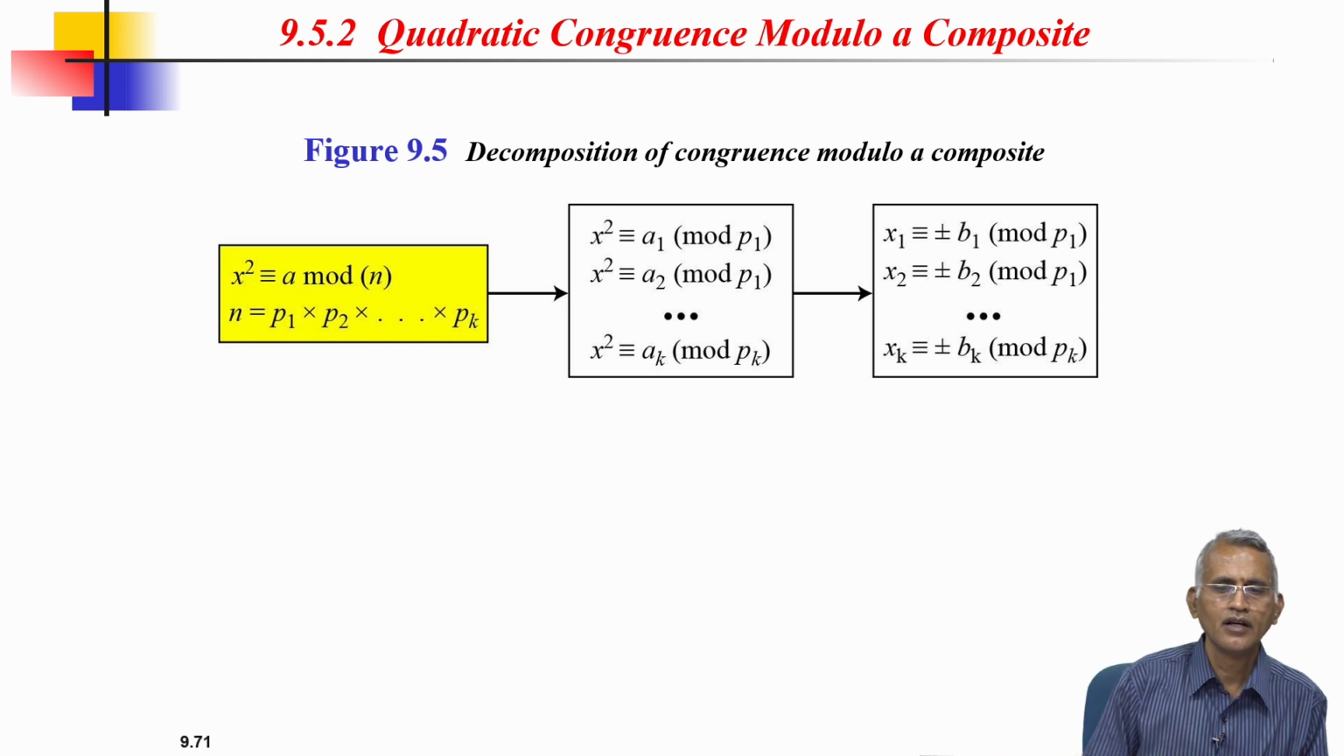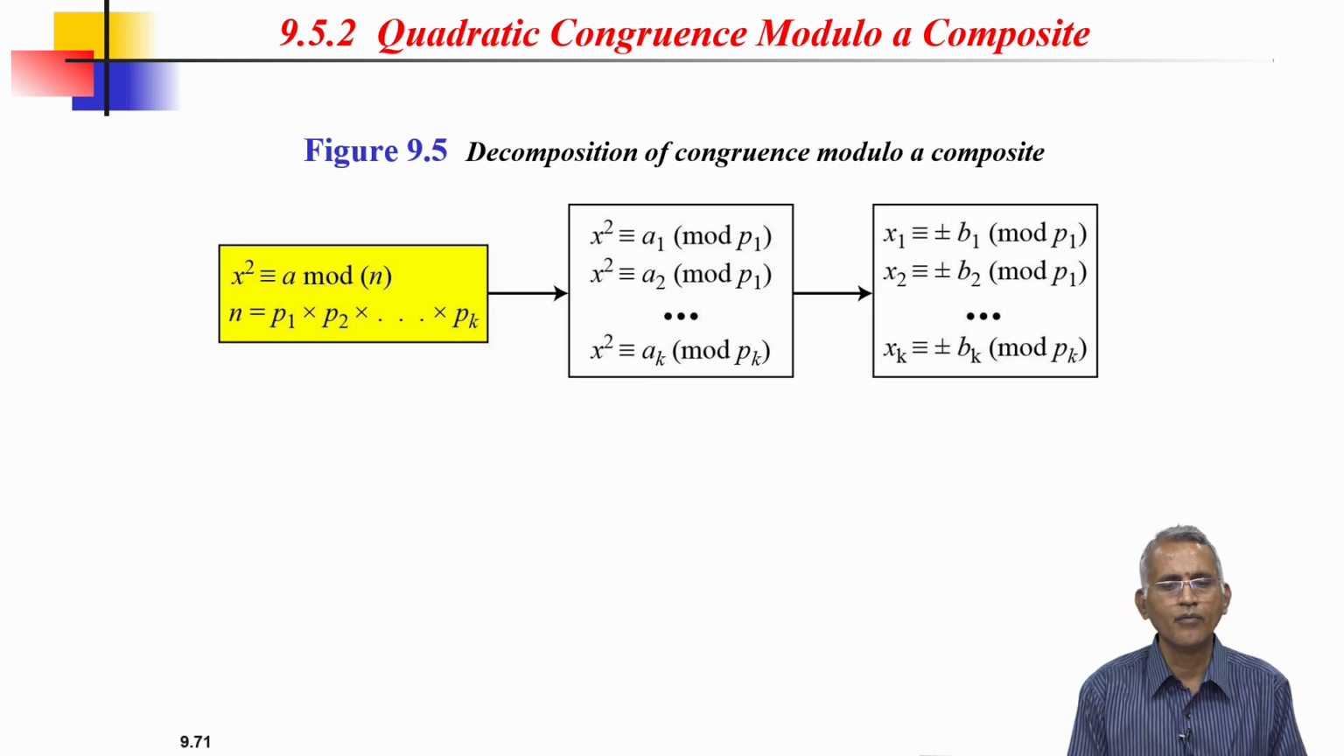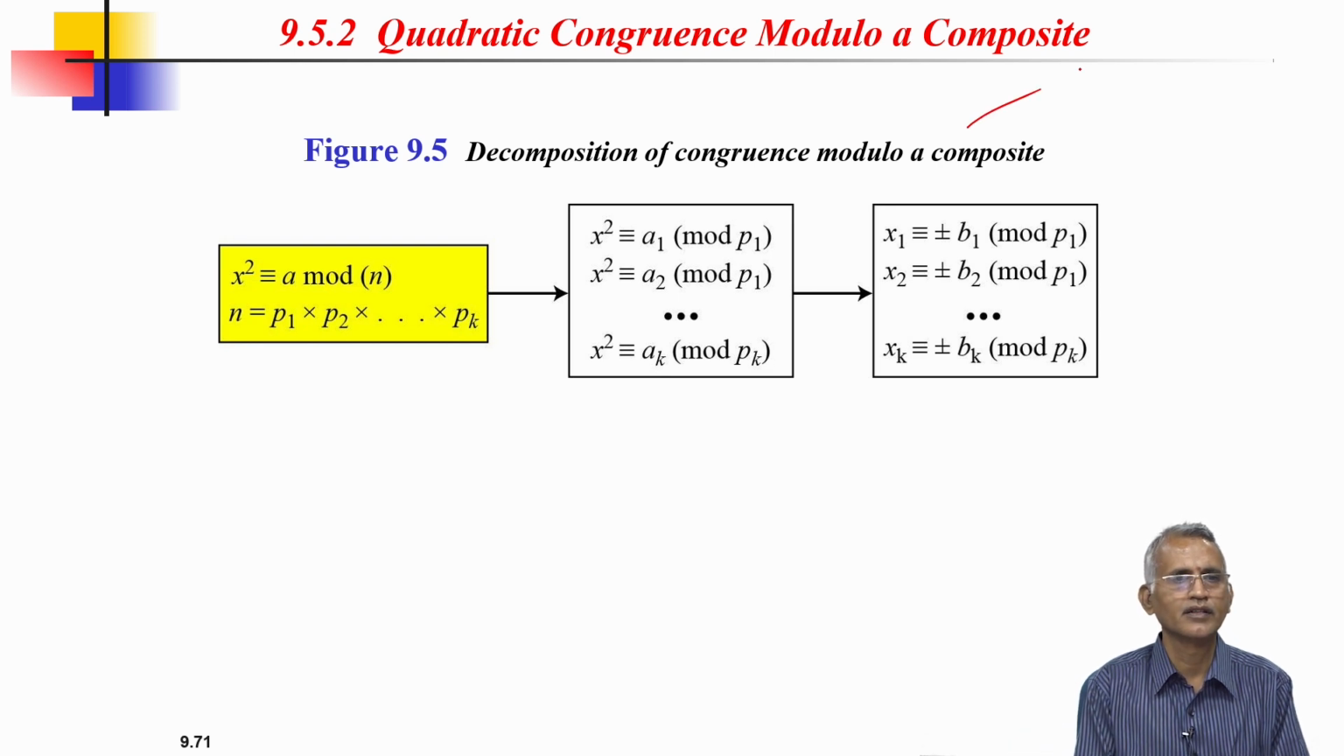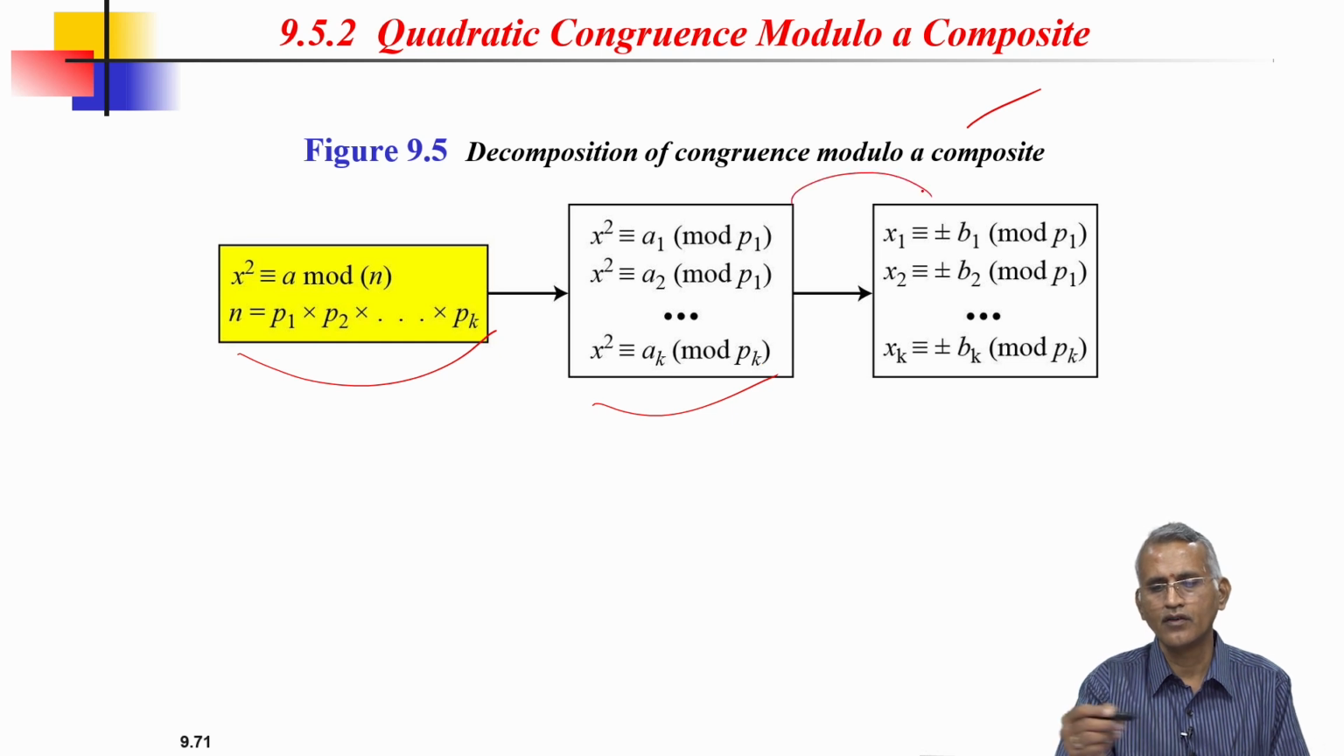Next we have quadratic congruence modulo a composite. So, decomposition of congruence modulo a composite. Let us start with x square is identically equal to a under modulo n; therefore, n can be written as a product of primes. So, x square is identically equal to a1 under modulo p1, x square identically equal to a2 under modulo p2, and x square is identical to ak under modulo pk. So, that we have solutions x1, x2 and so on up to xk.